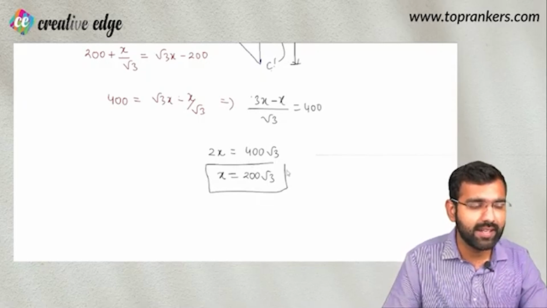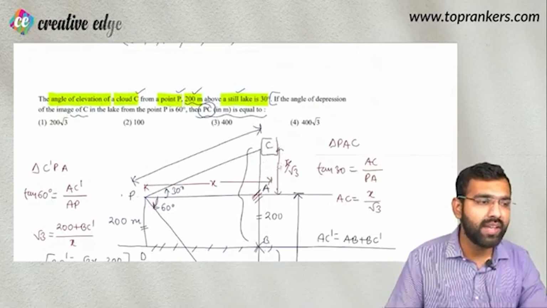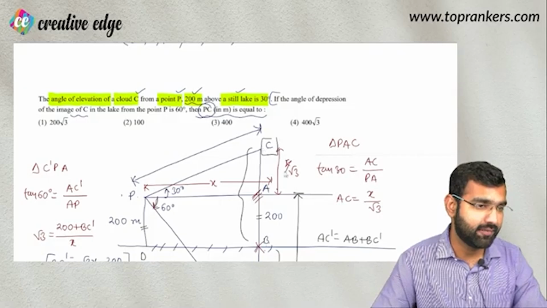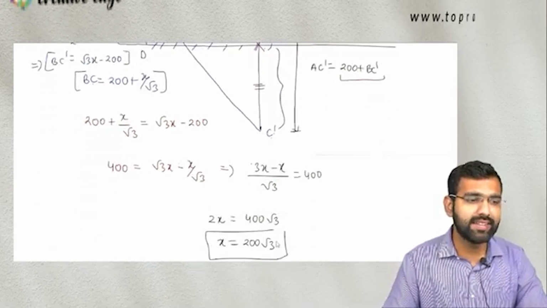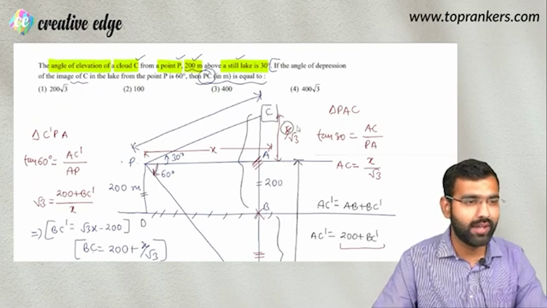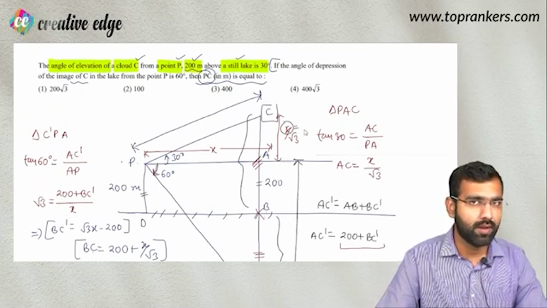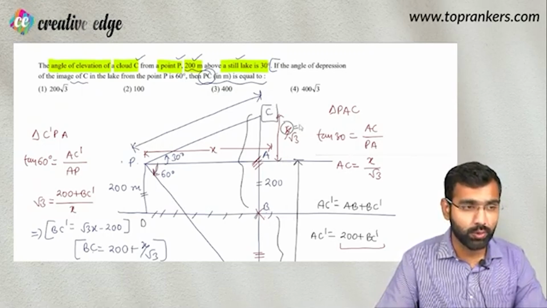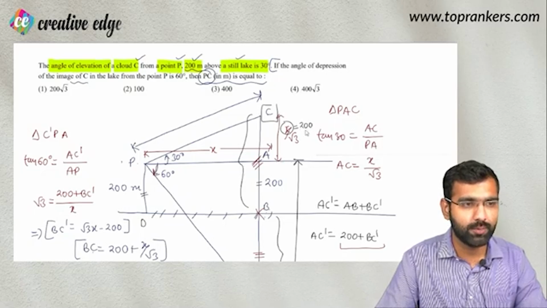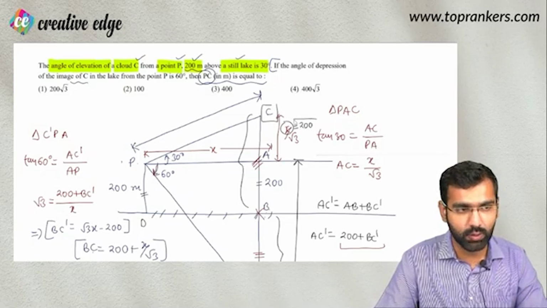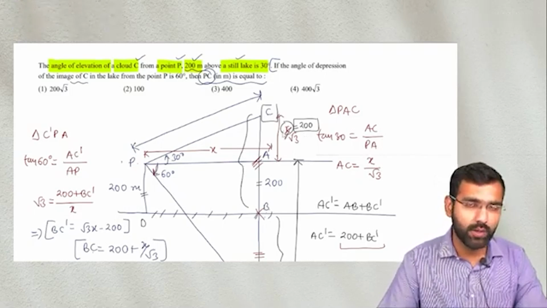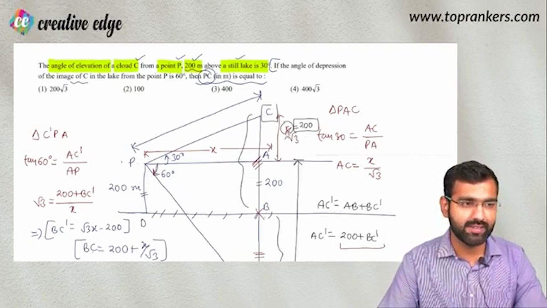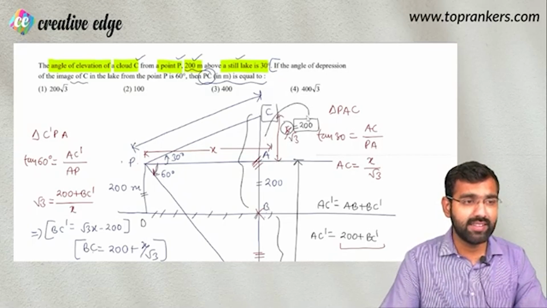Why am I saying that, everyone? Please pay attention. We are asked the value of BC. We have just figured out the value of x. Listen carefully, class. If x is 200 root 3, then x by root 3 is clearly 200 root 3 upon root 3, so that gets cancelled. So the value of x by root 3, meaning this length AC, turns out to be 200. I repeat, x was 200 root 3, so root 3 cancels root 3, and x by root 3, that is the value of AC, comes out to be 200.